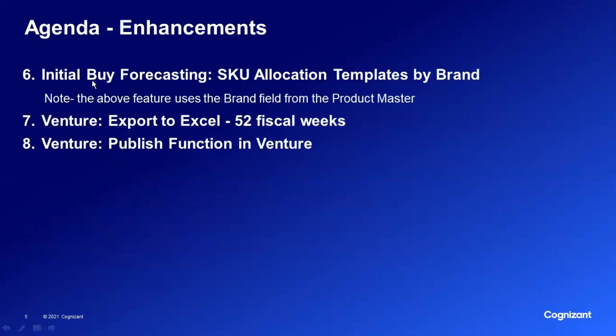Then moving on to the last feature in terms of initial buy forecasting, which is our SKU allocation templates by brand. This is a nice feature to allow you to set that up by brand. This is going to require that brand field to be available within your product master. So something to keep in mind with that one. And then we'll wrap up with our 2 vendor features. One will be the exporting to Excel and allowing you to see all 52 weeks within your planning horizon. And then also the publishing functionality that we've introduced within the vendor module as well.